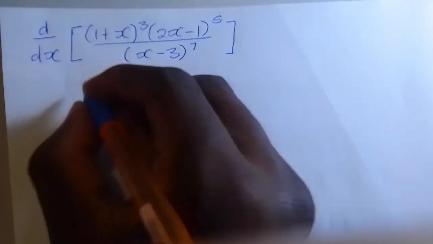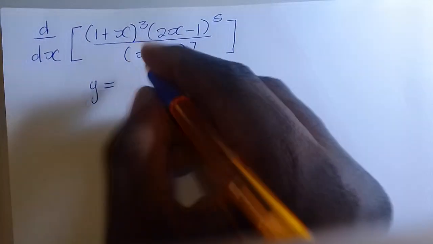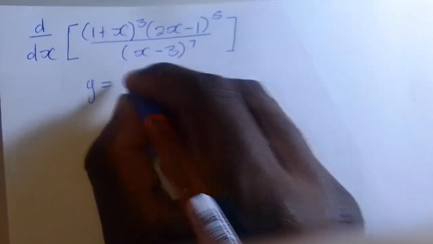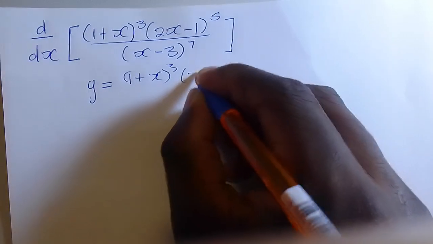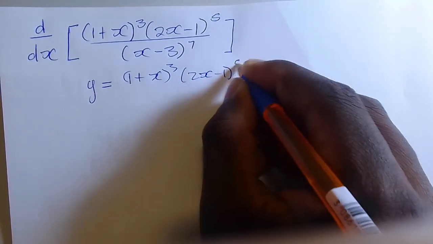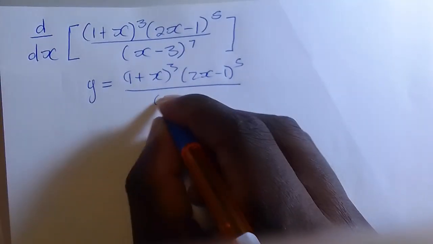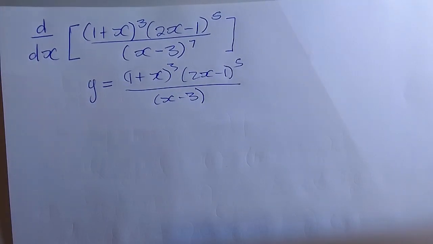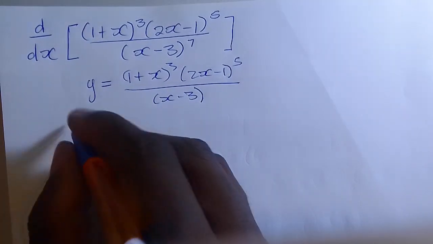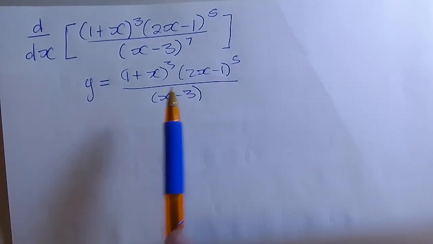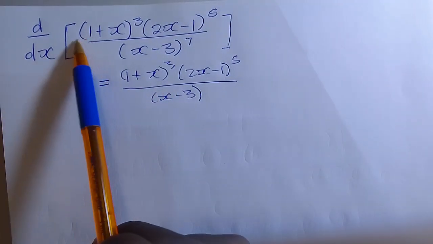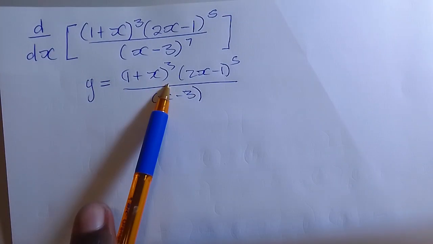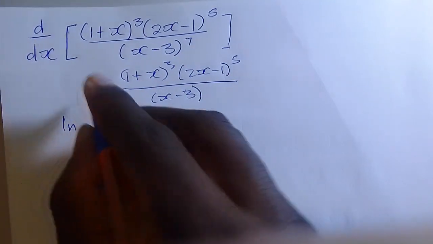So what I'm going to do first is I'm going to say y is equal to (1 plus x cubed)(2x minus 1) to the 5th power divided by (x minus 3). The reason why I'm doing that is that what I was going to want to do would not have been easy to do here, but I'll do it easily here. I'll take the ln of y.